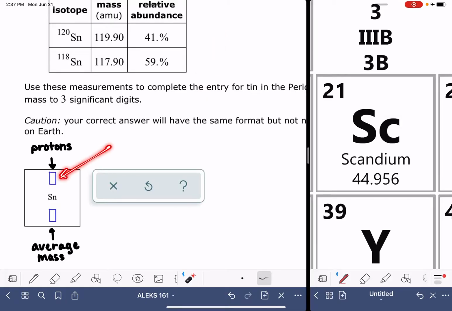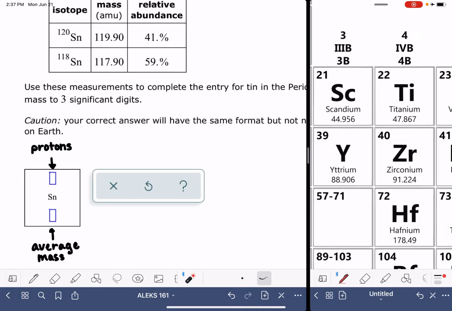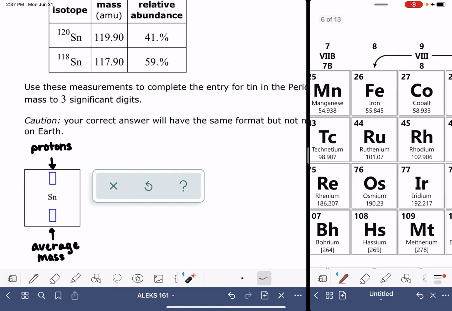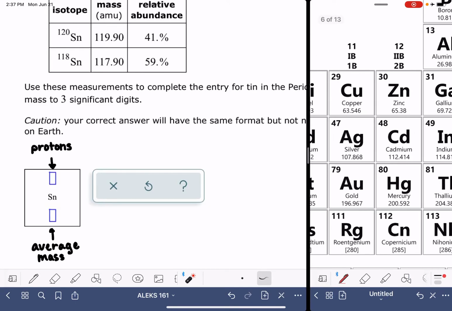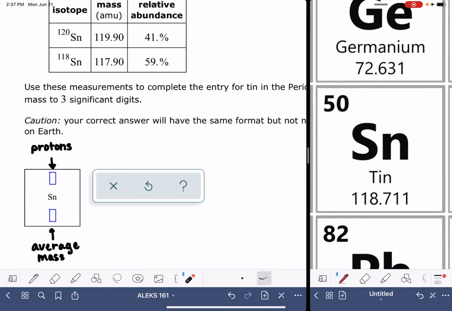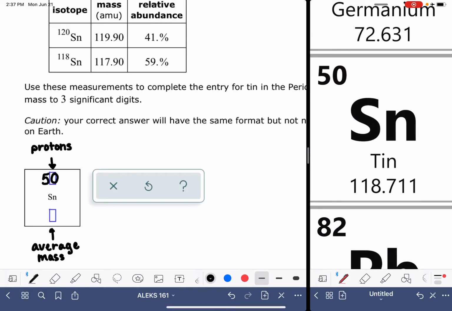The first thing that we want to fill in is the number of protons, because that is the same for all elements regardless, so all of the elements of tin. So what we want to do is use a regular periodic table, and we want to look for tin, that is Sn, on the periodic table, and we're going to use that to figure out the number of protons. So we can see that the number of protons for tin is 50, and that's going to go into that box.